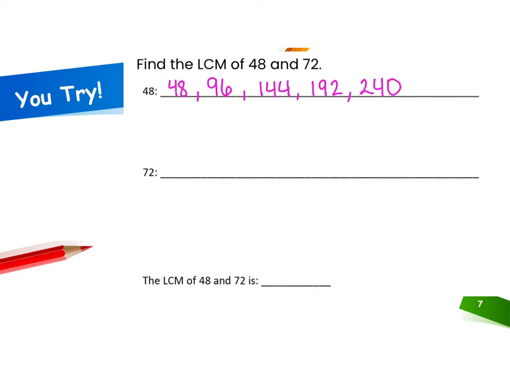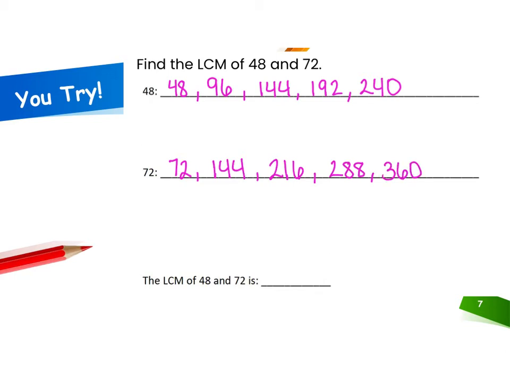72 times 1 is 72. 72 times 2 is 144. 72 times 3 is 216. 72 times 4 is 288. And 72 times 5 is 360.